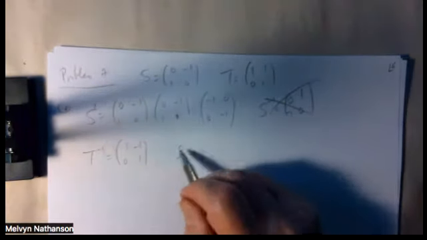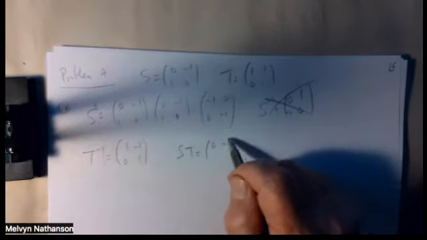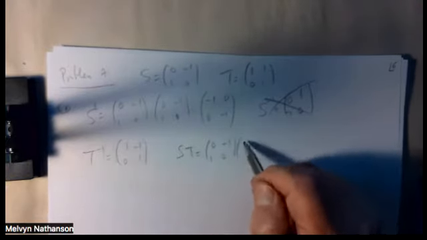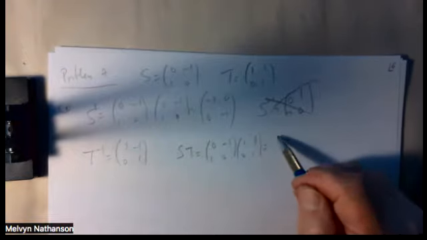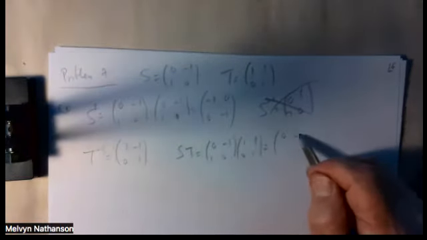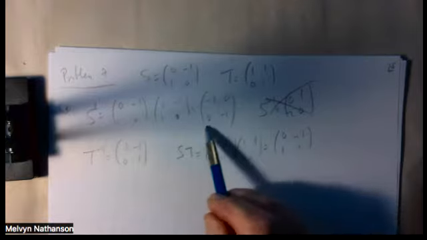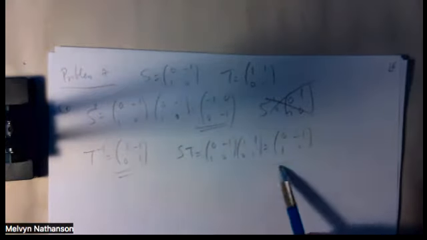And S times T, 0, -1, 1, 0 times 1, 1, 0, 1. This is equal to 0, -1, 1, 1. So these are the answers to the questions in part A.